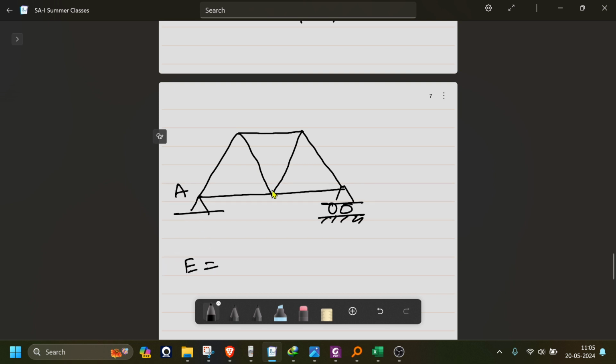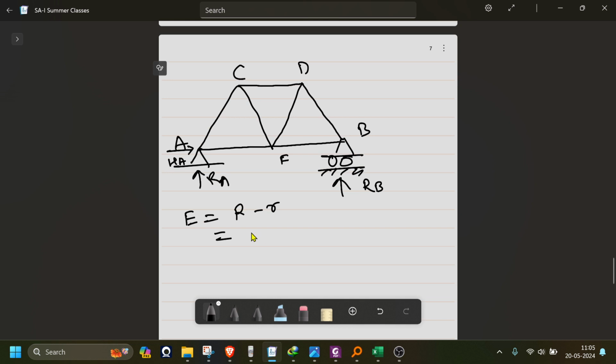Let us say this is my A, this is B, this is C, this is D, this is F. Again, yes, so the external indeterminacy is 3. The unknowns are RA, HA, RB, right? So R minus r again. What is the formula? Unknown reactions RA, HA, RB, 3 minus 3, that is equal to 0.